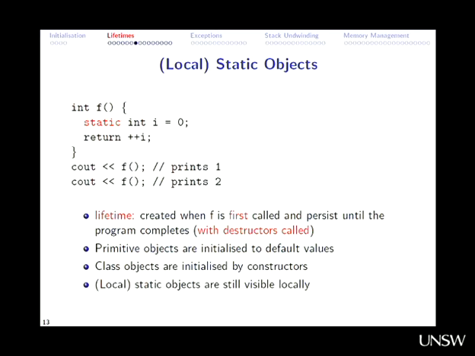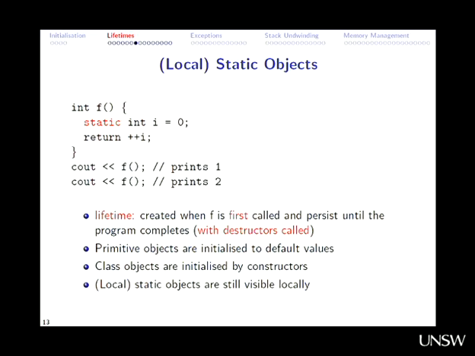So here's a function. Inside this function, we declare int I to be static. We return from this function the pre-increment of I. This function, the first time we call it prints 1. The second time we call it prints 2. Because this static int I equals 0 only actually gets called once.